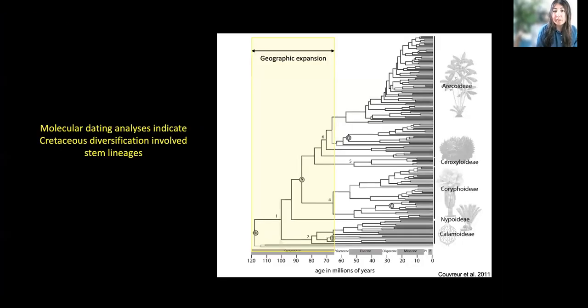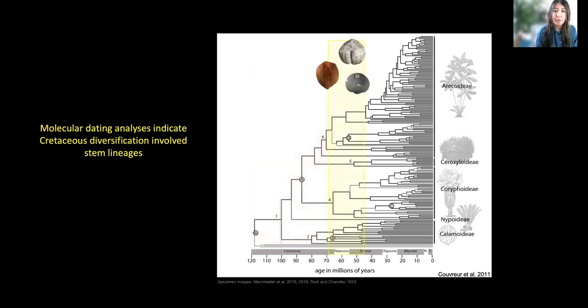Now, molecular dating analyses indicate that this Cretaceous phase primarily involved the stem lineages of the family and its subfamilies, with most tribes and genera, this portion of the tree, originating later. But what these estimates do not currently take into account are the affinities of many palm fossils from the time when palms were abundant in the fossil record. And so without knowing their phylogenetic relationships among palms, it's difficult to incorporate them into these types of analyses as calibrations or other types of data.